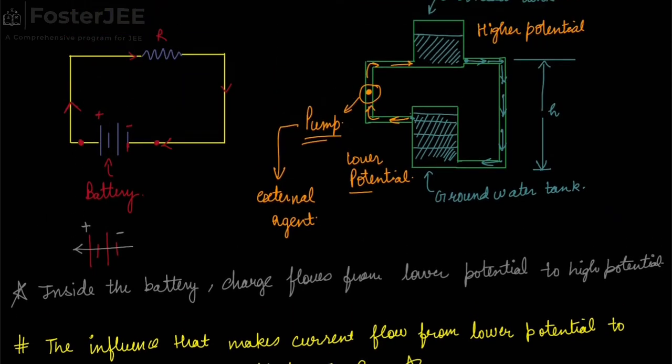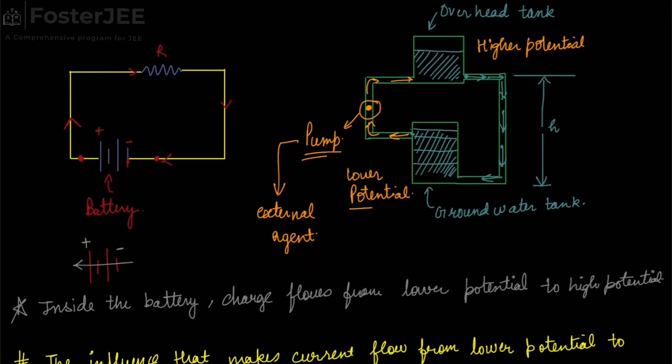So what we have concluded is that the external agent that is leading the current to travel from lower potential to higher potential is EMF. So the work the pump is doing here is replaced by the EMF of the cell in a circuit. This is here the external agent. I hope this is clear.